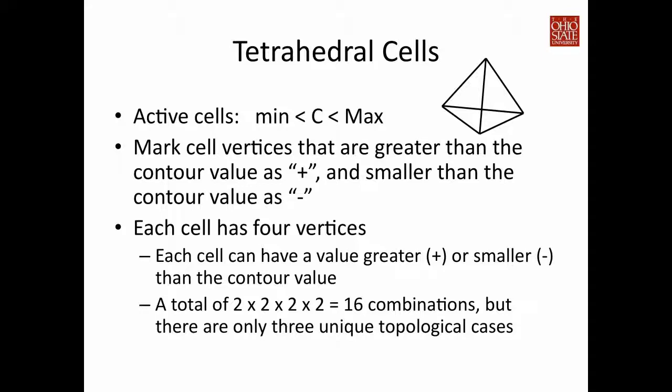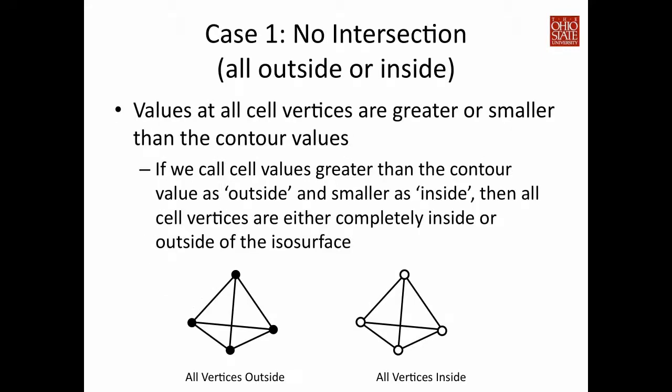And we can mark the vertices by plus or minus signs. Because for a tetrahedral cell, there are 4 vertices, and each vertex can have a plus or minus sign. So there are a total of 2 to the power of 4 equals 16 combinations describing the geometry of the isosurface patch within the cell. But actually, I'm going to show you that there will be only 3 unique topological cases.